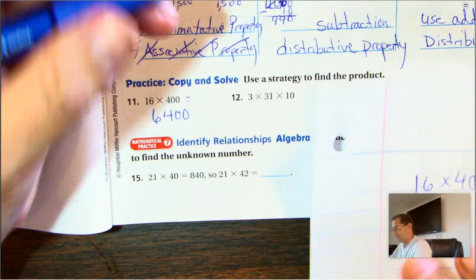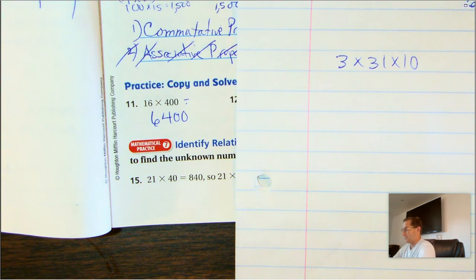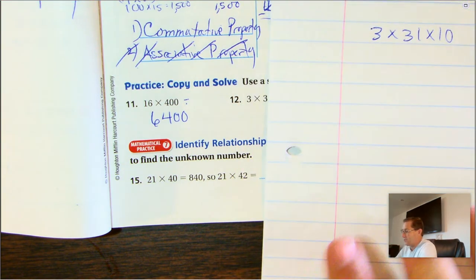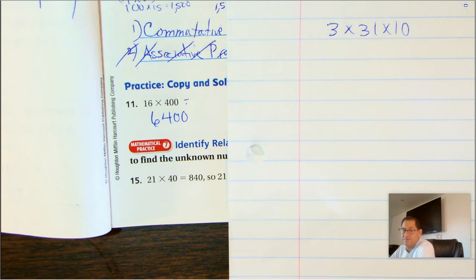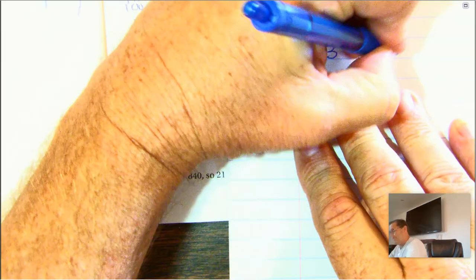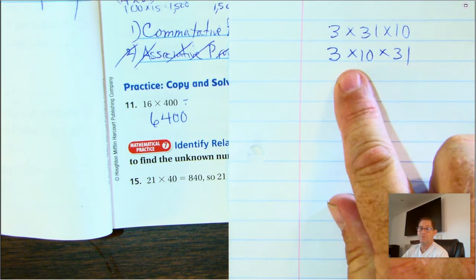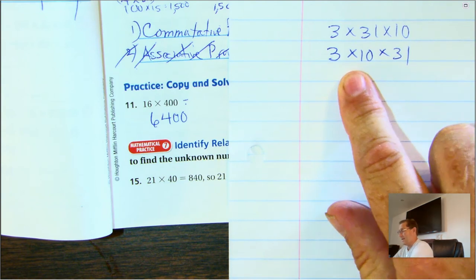Okay, number 12. I see 3 times 31 times 10. Well, what would be easier to multiply? 3 times 31 or 3 times 10? Hopefully you say 3 times 10. So I'm going to use the commutative property. I can use the commutative property to switch the order. And 3 times 10 is 30 times 31.